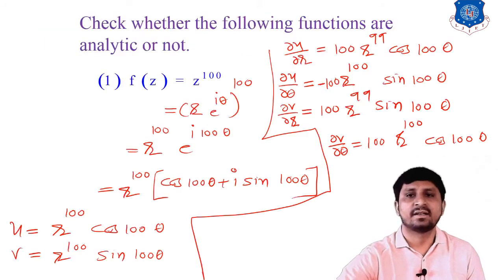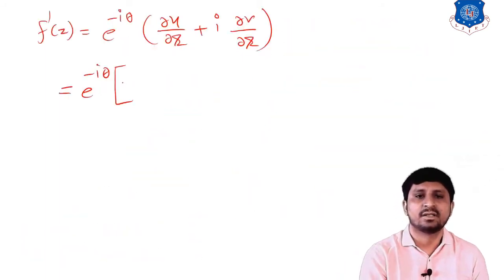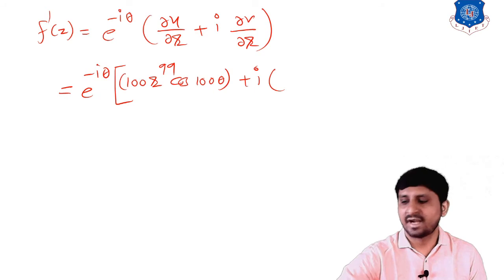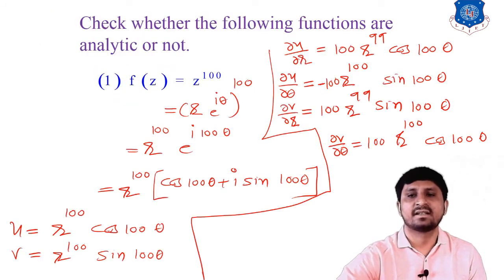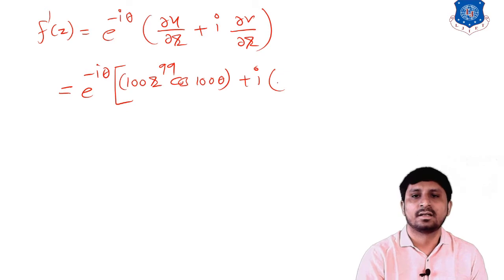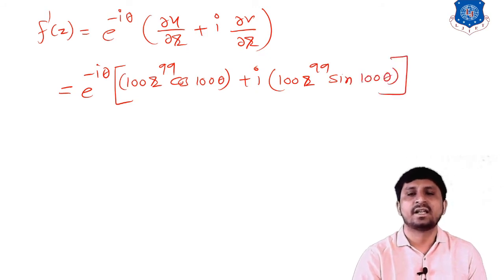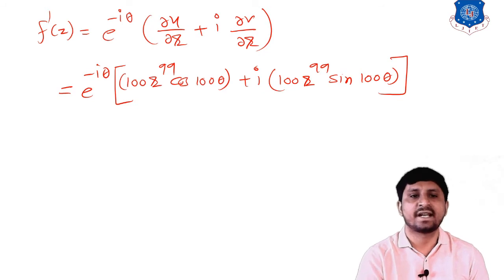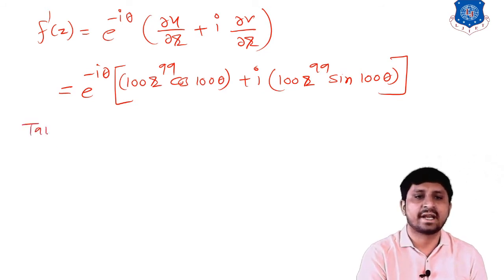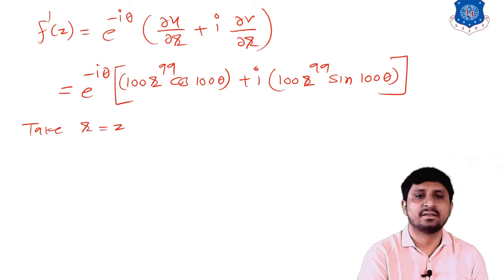So del u by del r is 100 r raised to 99 cos 100 theta, plus i, what is del v by del r? Del v by del r is 100 r raised to 99 sin 100 theta. Okay, and to find the value of f dash z in terms of z, let's take r equal to z and theta equal to 0.